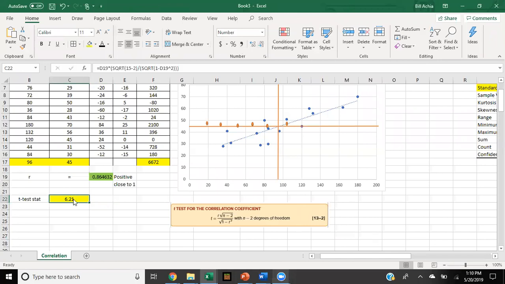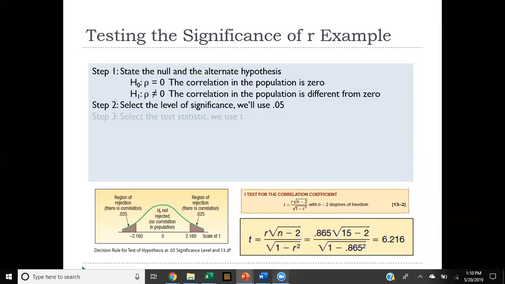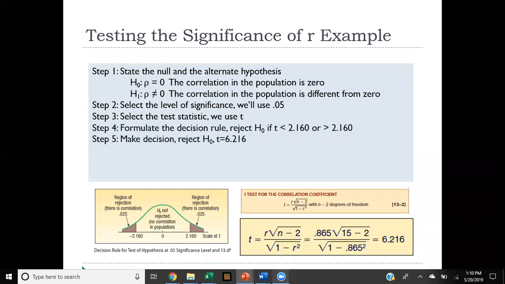Now I'm going to compare this 6.21 with what we had in step 4. In step 4, we said that our decision rule was that we'd reject the null hypothesis if our t value was either less than negative 2.16 or greater than 2.16. Okay. Now, our value of t is 6.21, and that would... let me get a pencil one more time.